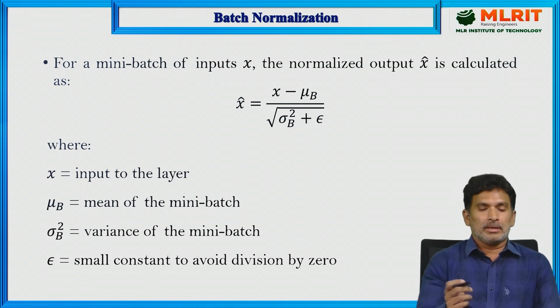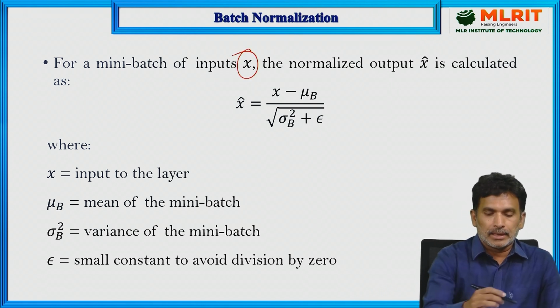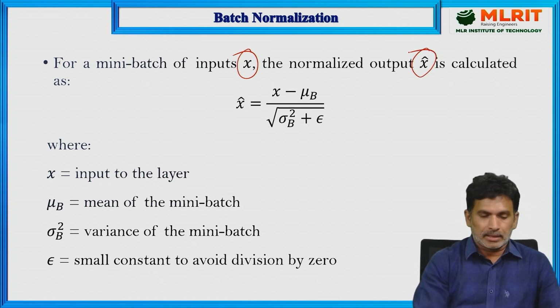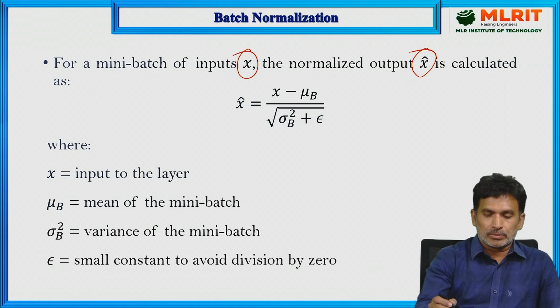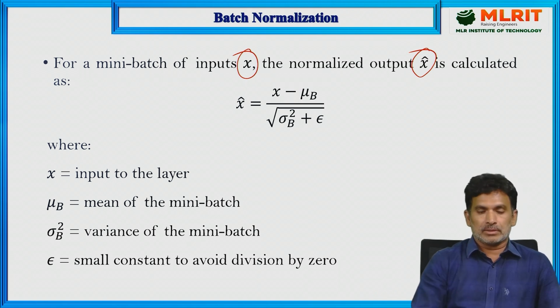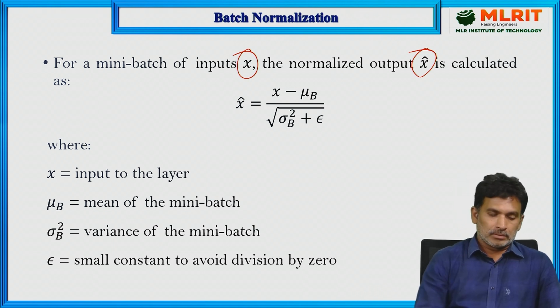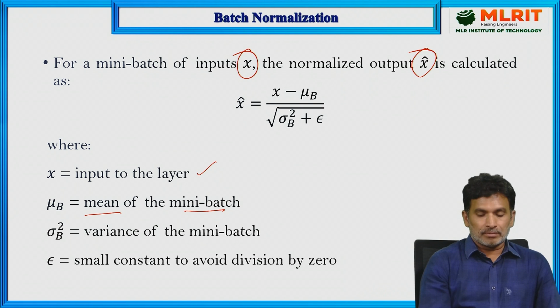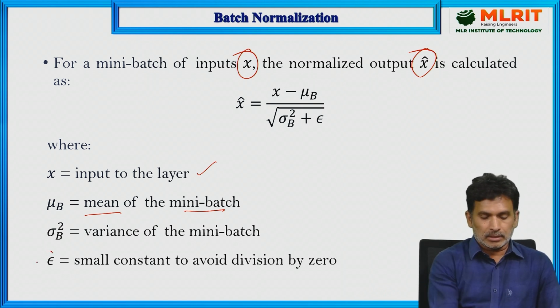Looking at the mathematical formula, for a mini batch of inputs x, the normalized output x hat is calculated as x hat equals x minus mu b, divided by the square root of sigma b squared plus epsilon. Here x is the input to the layer, mu b is the mean of the mini batch, sigma b squared is the variance of the mini batch, and epsilon is a small constant to avoid division by 0.